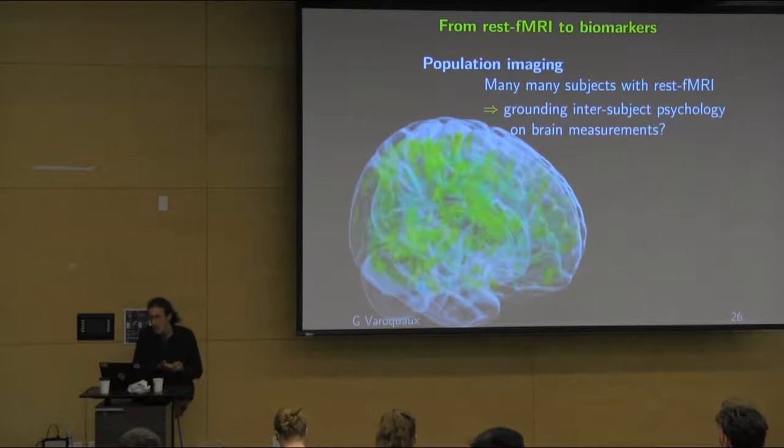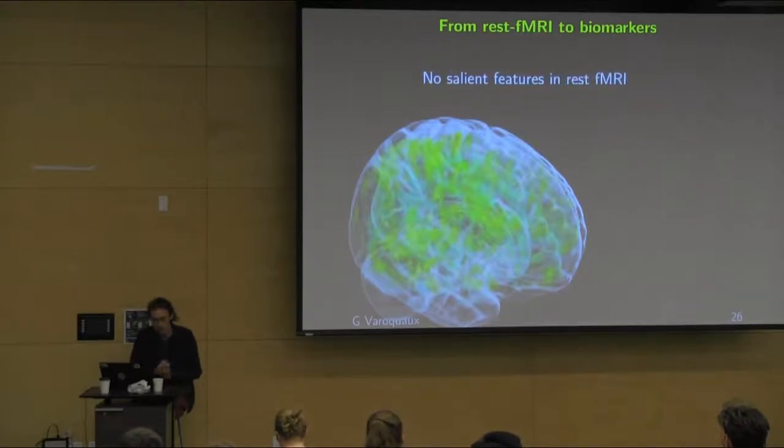And really the challenge that we have here is, can we ground intersubject psychology or psychiatry, so things like personality psychology or psychiatric disorders, on brain measurements? This is the research agenda. In my opinion, there are other research agendas in resting state, but that's the one I'm excited about. And that really requires looking at the difference across subjects.